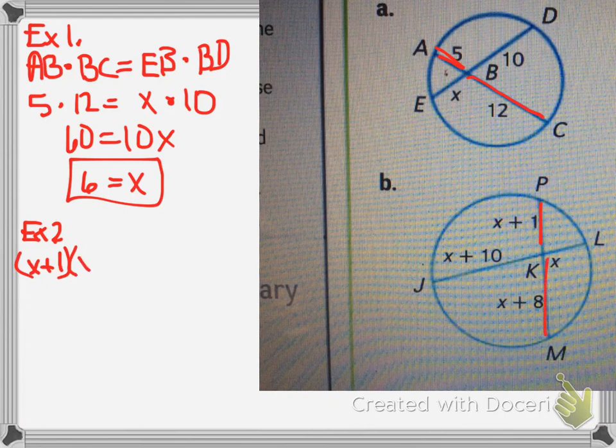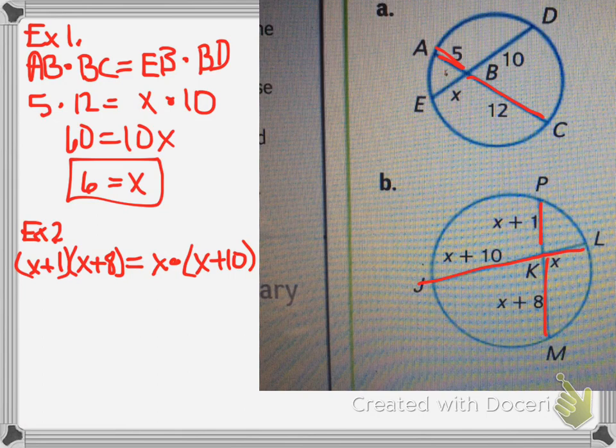Example number 2 makes things a little more difficult. Here I'm going to have x plus 1 times x plus 8, and then x plus 10 times x. That's stuff that you're going to be seeing next year in Algebra 2, and even if you don't take Algebra 2, you're going to see it in MMA. So, let's look at that.